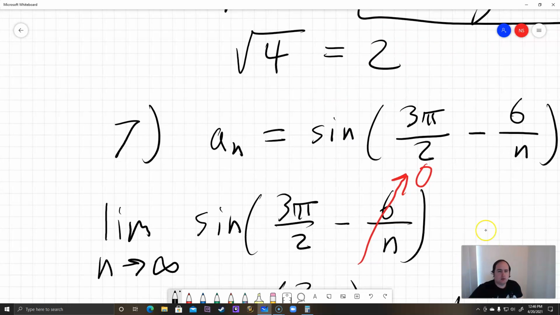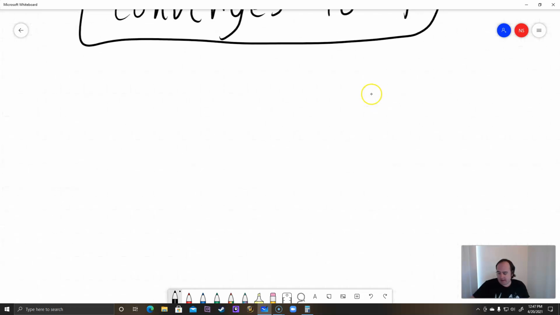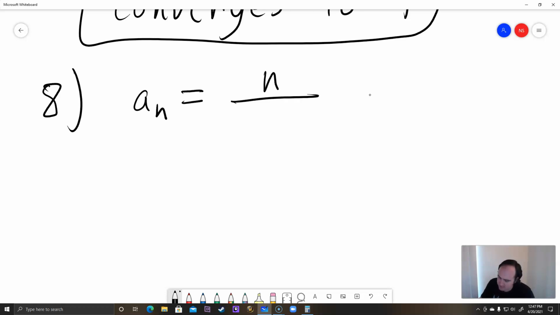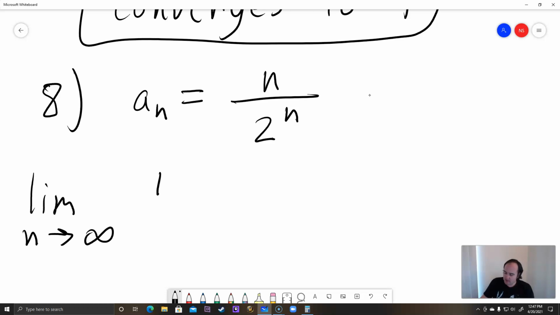Okay, so just one more. Uno más. So that was number 7. Number 8 is a sub n equals n divided by 2 to the n. And we want to find the limit as n approaches infinity of n divided by 2 to the n. Now, this one can be confusing to people, and actually the way they do it on my math lab is really good here to make it less confusing.